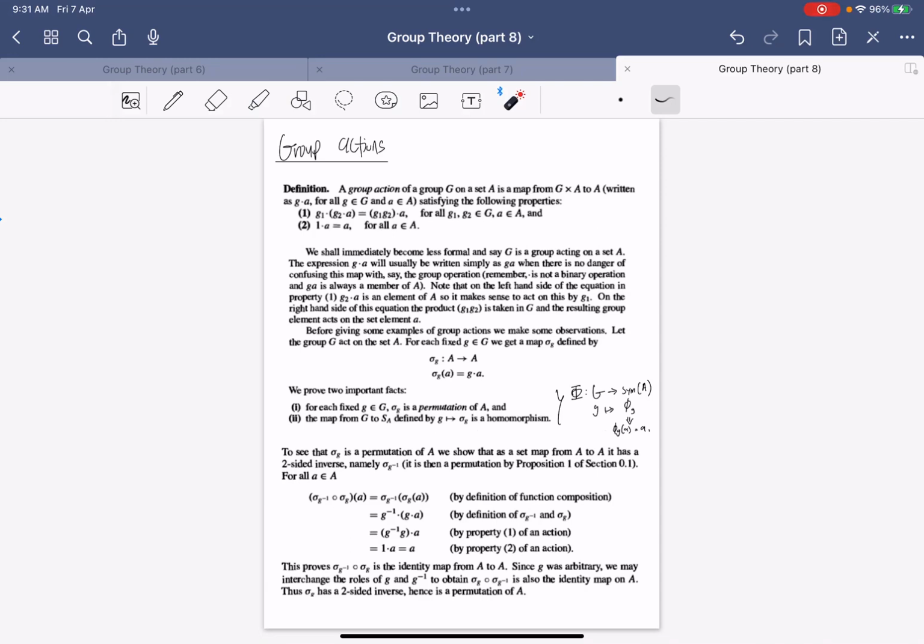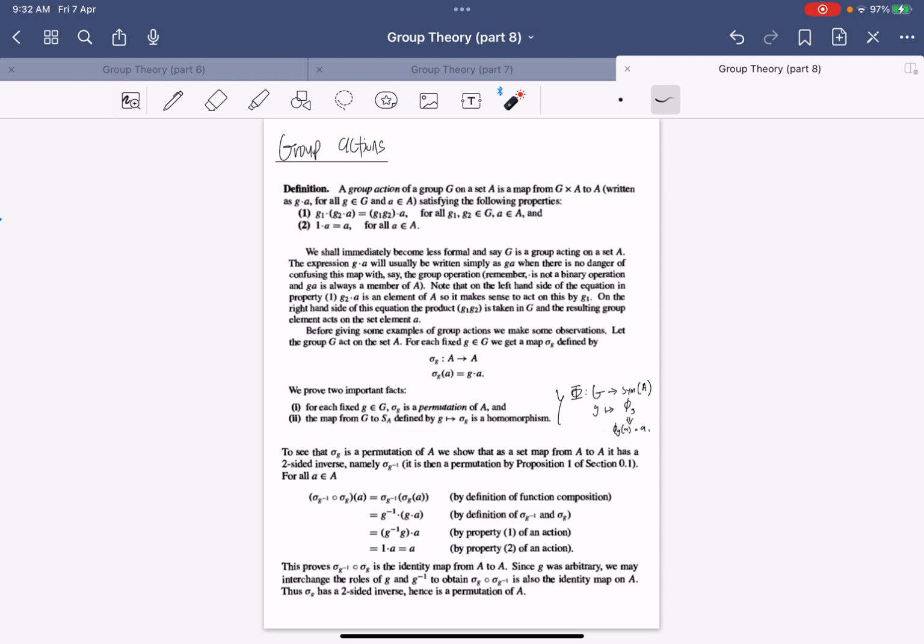Hi! In this video, we'll be going through what group actions are and some examples of group actions. So let's first define what a group action is. A group action is you take a group and a set A, so it's a set, not a group. It could be a group, but we just need to consider a set. And we say that the group action is a function from G cross A to A.